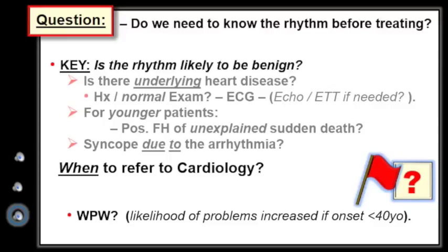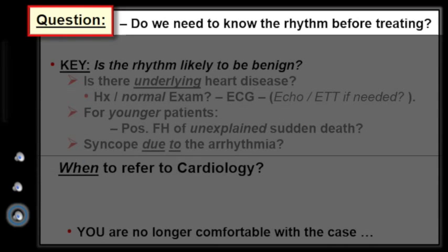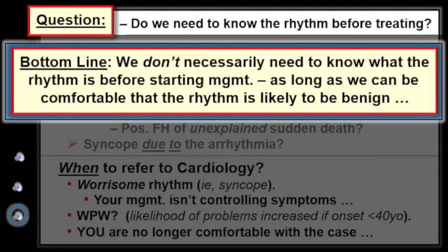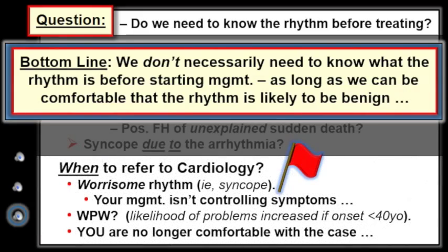At what point to refer the young to middle-aged adult with asymptomatic WPW is less well defined. Finally, refer your patient with arrhythmias when you, as a primary care clinician, are no longer comfortable managing the case. Bottom line, and the key clinical message for primary care clinicians: you don't necessarily need to know what the rhythm is before starting treatment, as long as you are comfortable that the rhythm is likely to be benign, and comfortable with your own threshold for when to refer to cardiology.